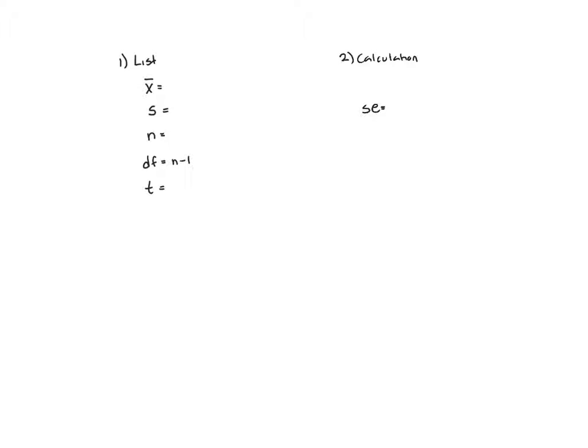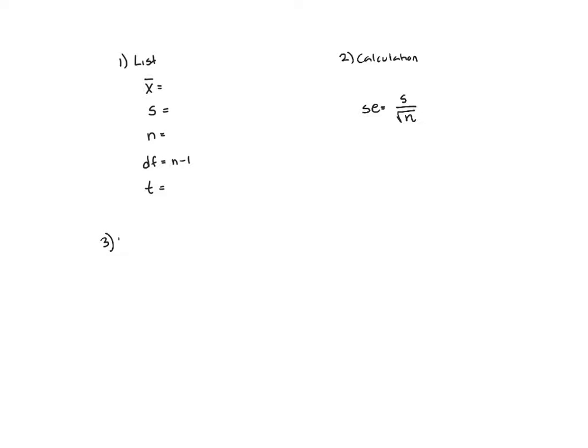Our formula for SE is a little bit different when we're dealing with means. We don't need to take the square root of p hat or anything. It does still involve a square root though. Our formula for SE is going to be S, that is our sample standard deviation, divided by the square root of n.